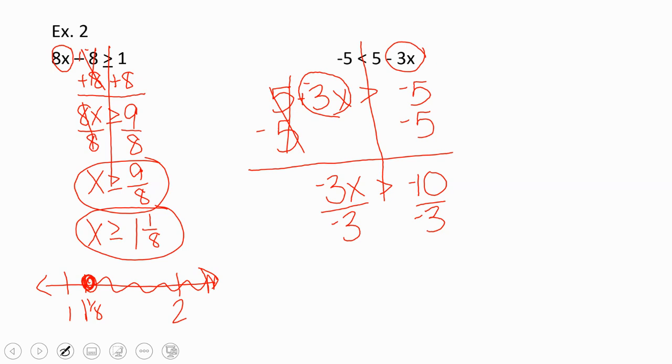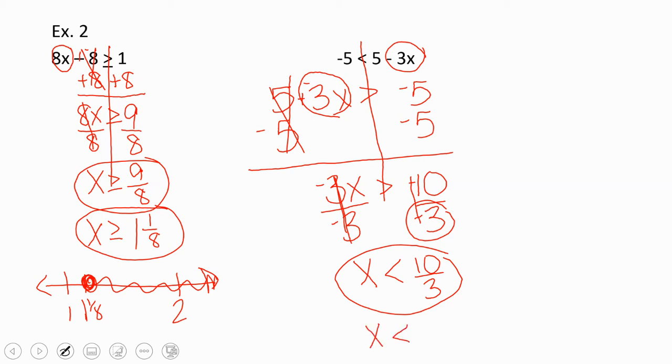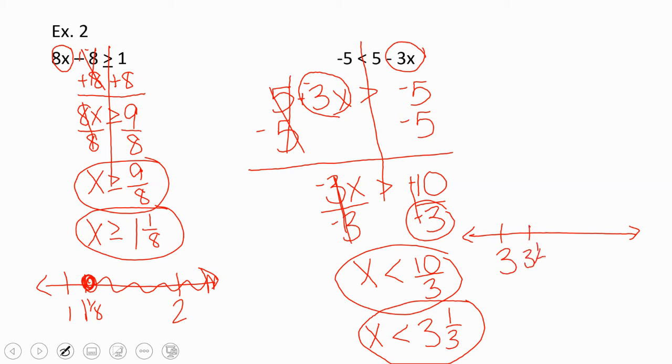Negative 3 divided by negative 3 gives you 1. I'm going to make sure negative divided by negative is a positive. I'm dividing by a negative, so I'm going to flip my sign. Again, you might need to make that a mixed number. So 3 goes into 10 3 times with 1 left over. Okay, so this is just less than. So it's an open circle, shading less than.